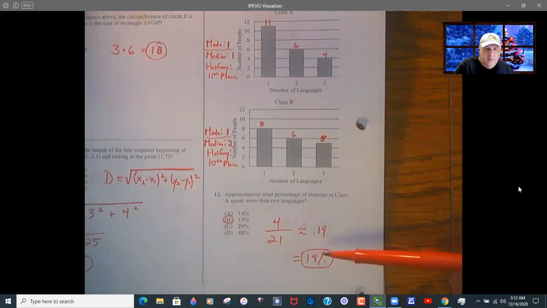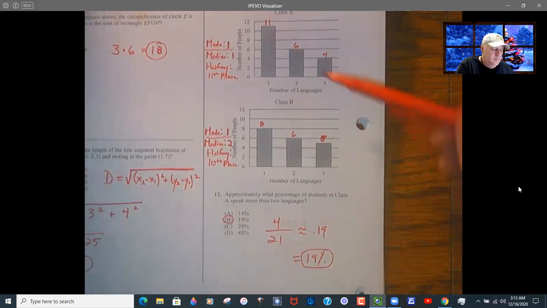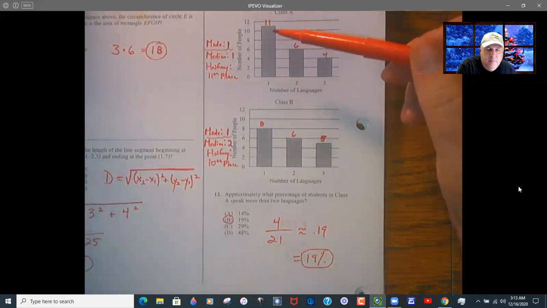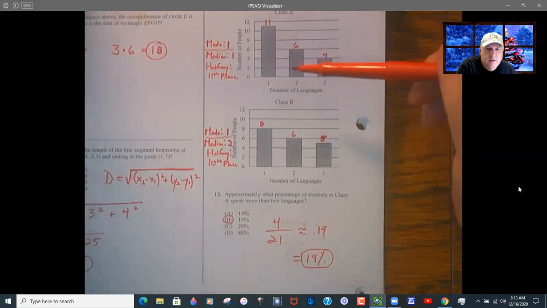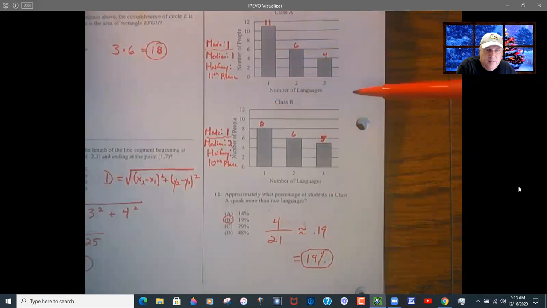So 4 over 21. Then the next thing you need to analyze for the next question is, what are the medians? So you need to get to the halfway points. So this bar means there are 11 ones. This bar means there are 6 2s written down. This bar means there are 4 3s. So if I wrote all those numbers down, what's the middle point?